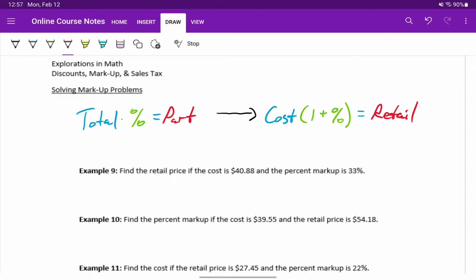So what's going on is, again, a business is purchasing an item. They're going to apply some markup. We have that 1 plus that percentage because then the value of the item is going to increase to whatever the final retail price is, so that whoever's selling this item is making more than what they paid out of pocket for it.